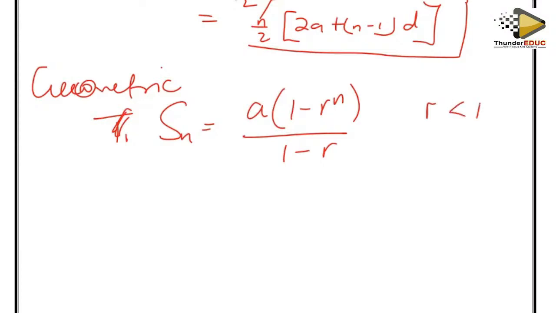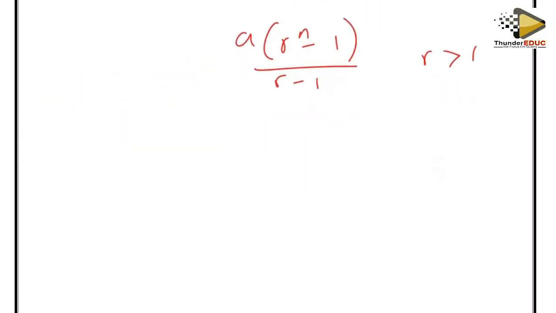And then it can be flipped around and say a into r^n minus 1 over r minus 1 if the r is greater than 1. So this is just the sum of the geometric progression. A quadratic usually doesn't have a sum. If ever you ask a question for the sum of a quadratic, the terms will be just a few that you can manually put into the calculator and get that.